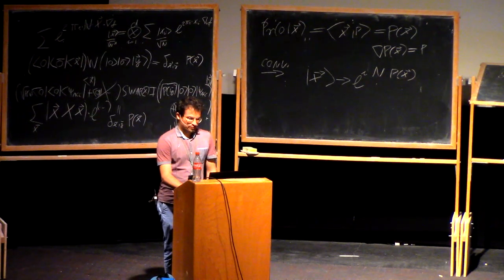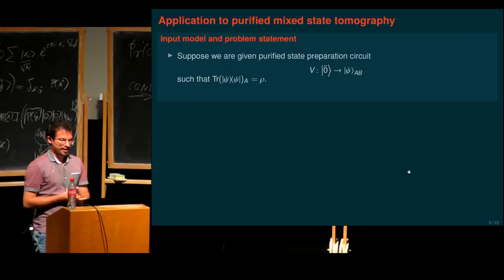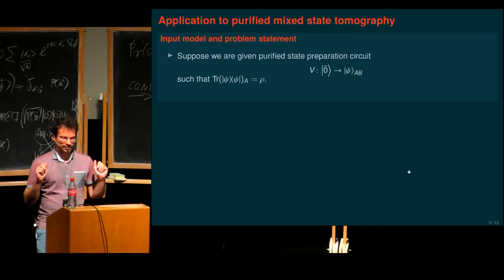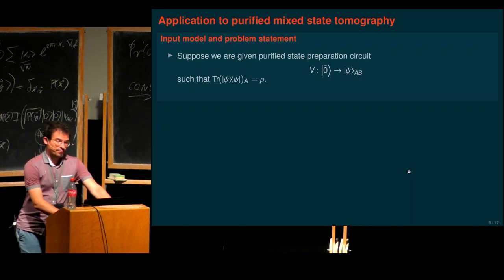Okay, so I would like to describe on a high level another application. So this was kind of tomography for distributions. Let's move to tomography of quantum states. That's the next level. Here, again, I need some sort of coherence to get some improvement compared to just sampling. And so I will assume the following input model. I have once again a state preparation unitary V, which on the all-zero state prepares a pure state on two registers A and B. And this pure state is such that if you trace out the first register of it, then you get some mixed state rho on the register B. This is my assumption.